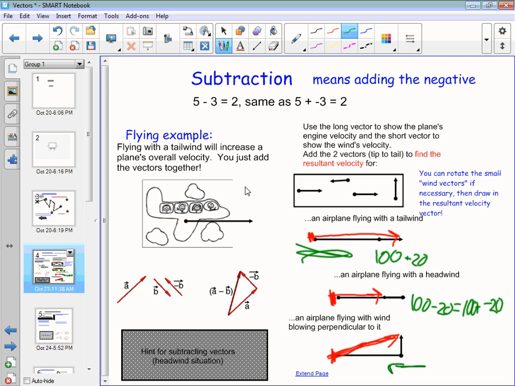Well, they're not exactly on the same axis, are they? But what does this kind of look like now? Triangle, specifically a right triangle. So we'll be talking about the Pythagorean theorem. Right. Good, good, good.